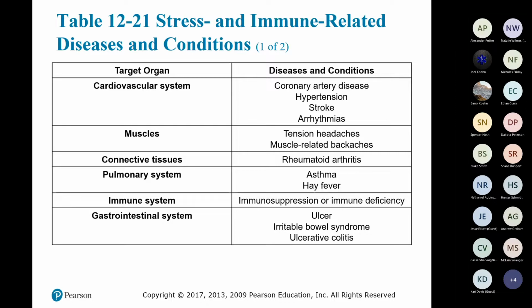Muscles, back aches, joint aches, tension headaches, connective tissues, we're talking joint problems, rheumatoid arthritis. Pulmonary system, asthma, hay fever, COPD. Immune system, any of those autoimmune deficiency disorders potentially. Any of your GI system issues such as ulcerative colitis, Crohn's disease, maybe a peptic ulcer, irritable bowel syndrome or IBS.